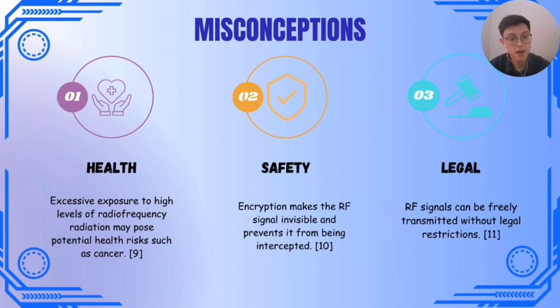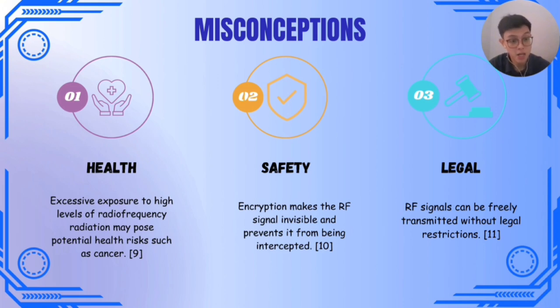And then the second part is the safety part. The misconception is that encryption makes the RF signal invincible and prevents it from being intercepted. The truth is, encryption protects the data, but the signal can still be intercepted. It just keeps the information safe even if someone picks it up.